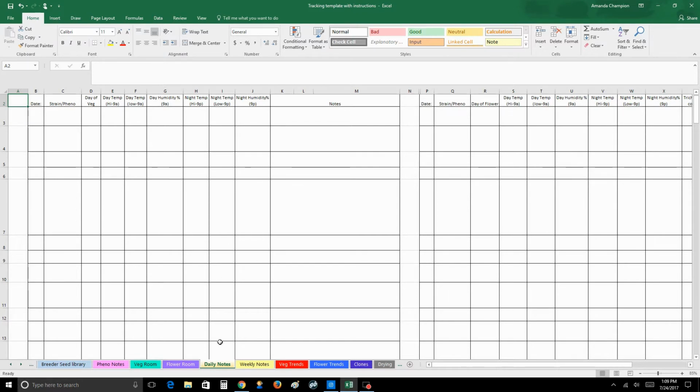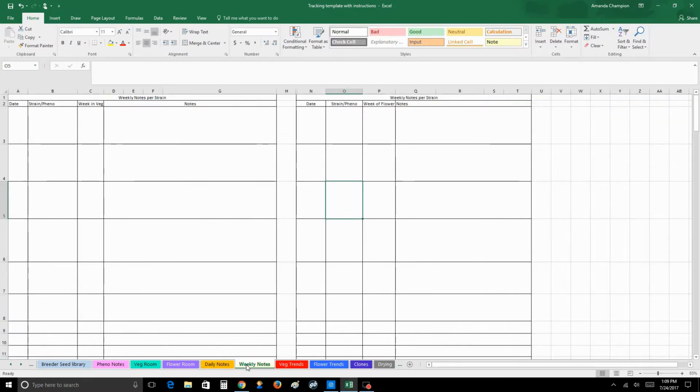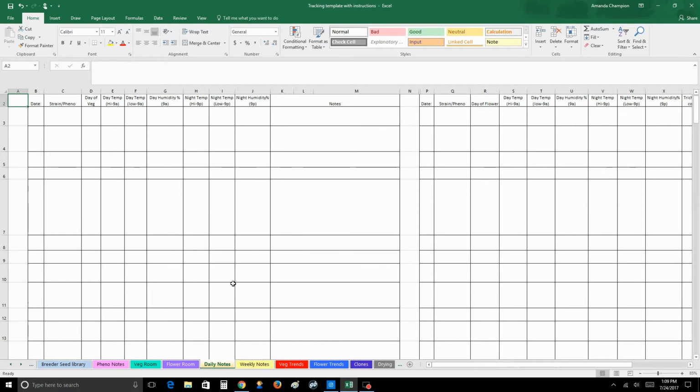Today we're going to go over the Daily Notes tab and the Weekly Notes tab. Both of them are pretty easy tabs, so we're going to combine both of these together for you today. First we're going to go over the Daily Notes tab.